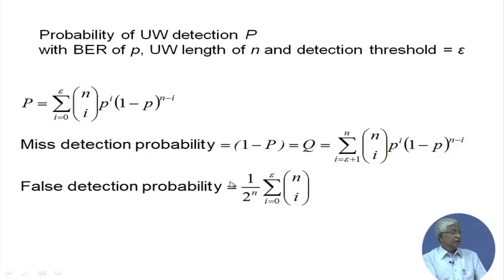So, these two are the important design criteria for the selection of the length of the unique word, and of course the pattern of the unique word will depend on the autocorrelation function and cross correlation function, etc.